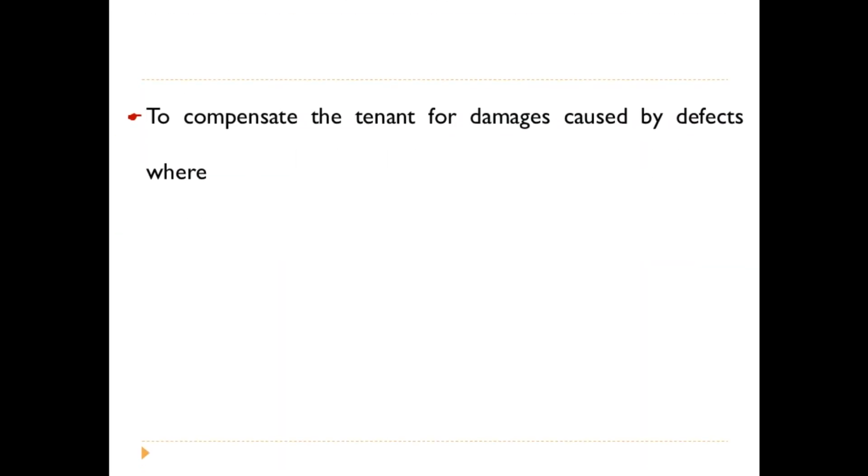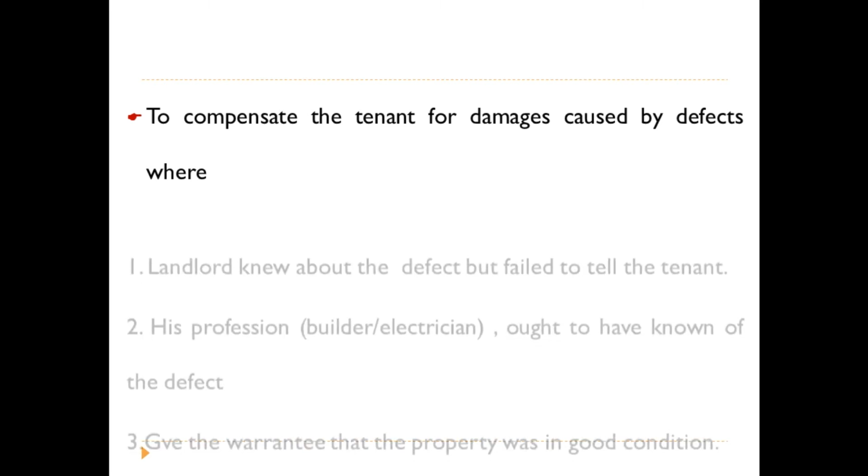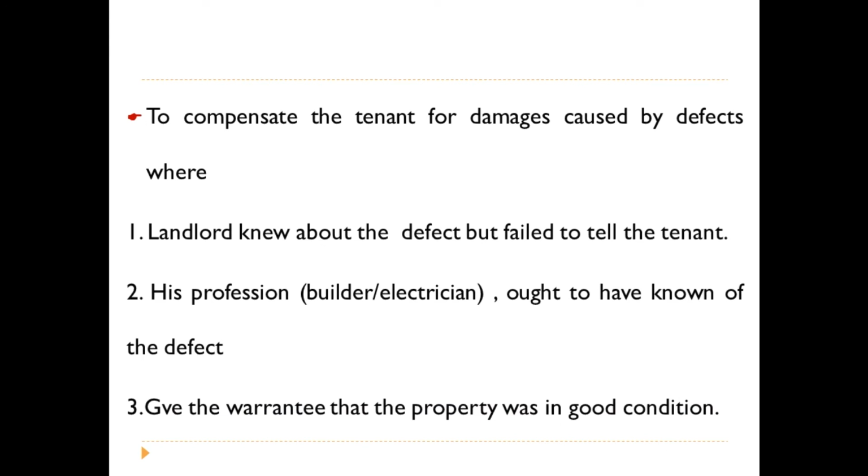Then the landlord should also compensate the tenant for damages caused by defects where the landlord knew about the defect on the property but failed to tell the tenant, or due to the landlord's profession. For instance, if the landlord is a builder or an electrician, he ought to have known about it. So in this case, the landlord has to compensate the tenant for the damages caused by the defects. And also, where there is a warranty that the property was in good condition, the landlord has the duty to compensate the tenant also.